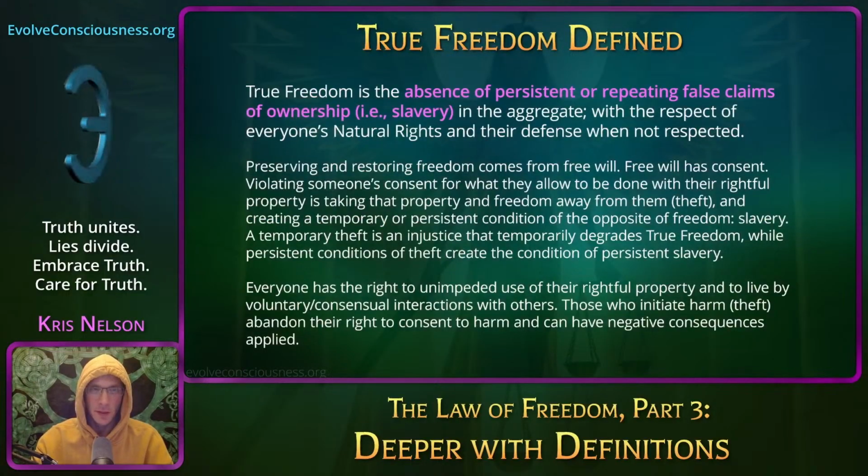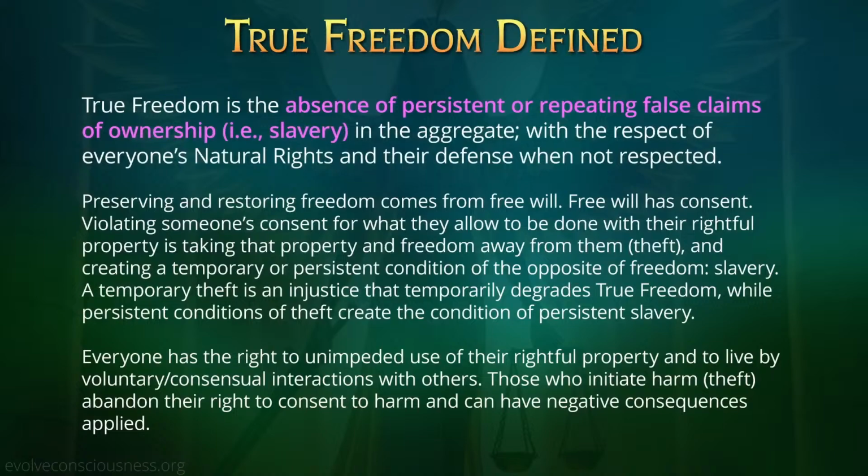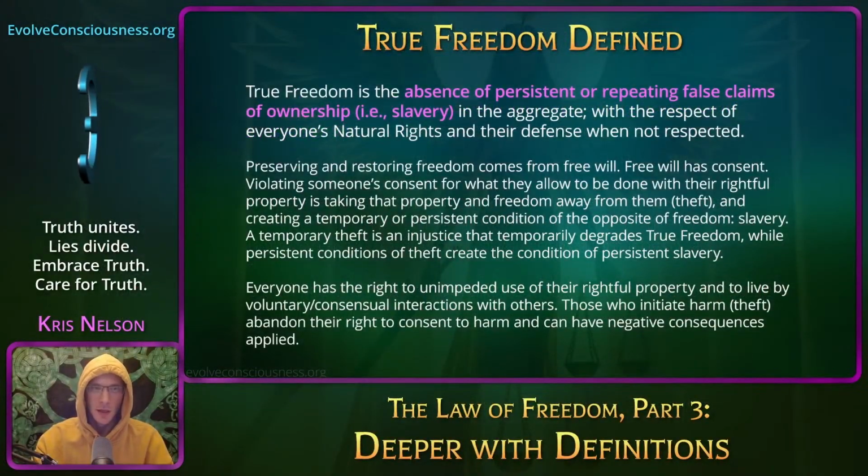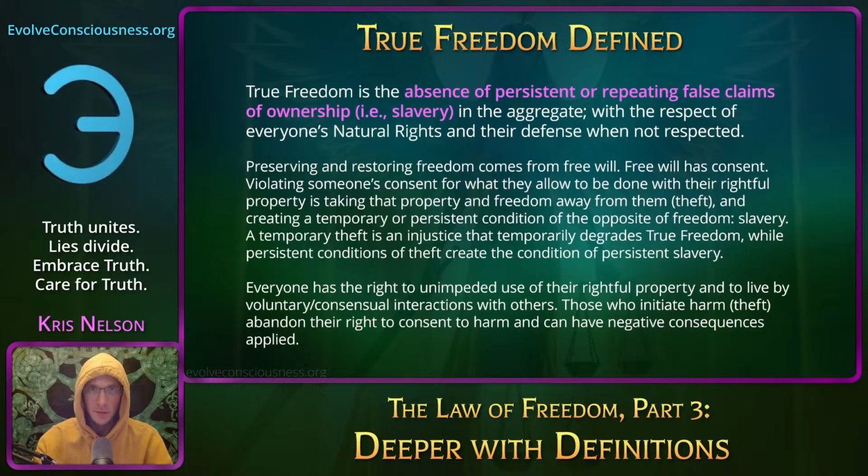True freedom defined. True freedom is the absence of persistent or repeating false claims of ownership, that is to say, slavery, in the aggregate, with the respect of everyone's natural rights and their defense when not respected. Preserving and restoring freedom comes from free will. Free will has consent. Violating someone's consent for what they allow to be done with their rightful property is taking that property and freedom away from them. That is theft. And creating a temporary or persistent condition of the opposite of freedom, slavery.